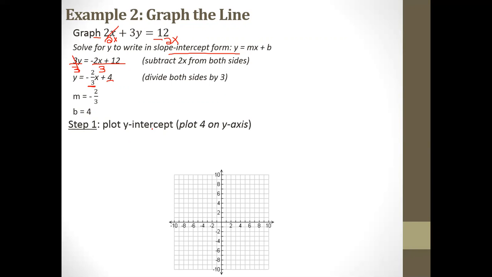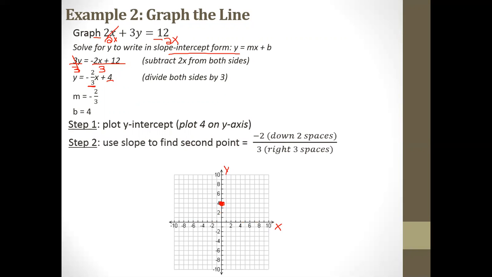Step 1, we're going to plot the y-intercept. So on the y-axis, we're going to go to 4. Remember, your y-axis runs vertically up and down. Your x-axis runs horizontally left to right. So we'll go to 4 on the y-axis. 1, 2, 3, 4, plot the point.